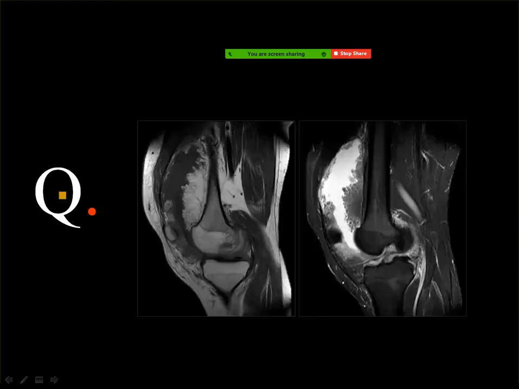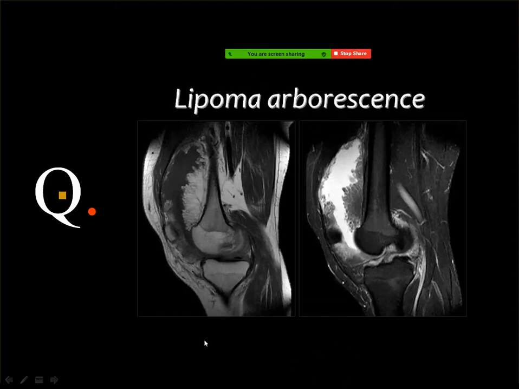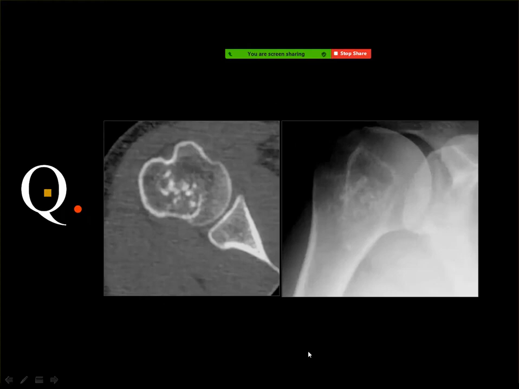Then here is a lipoma arborescens. Yes, very good. And this is lipoma arborescens. You have a mass of branching fatty tissue within the knee joint together with knee joint effusion.